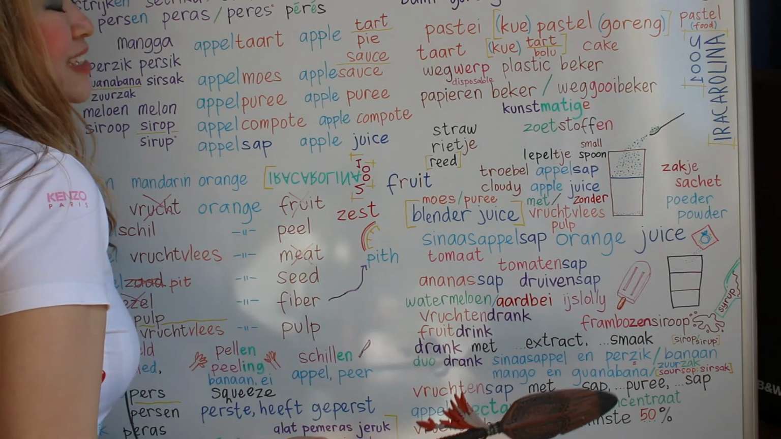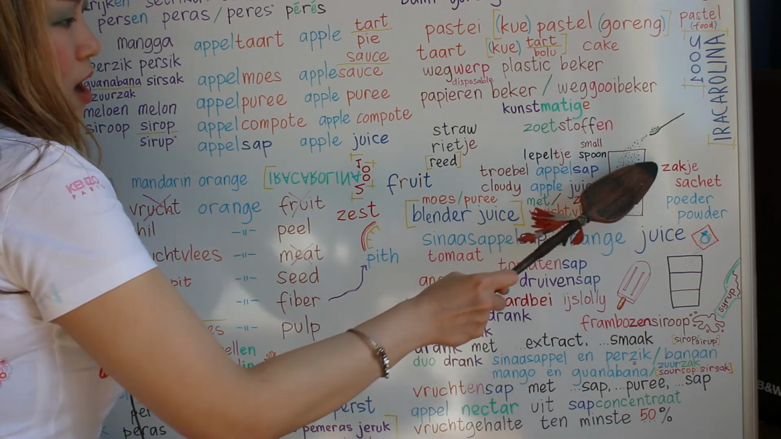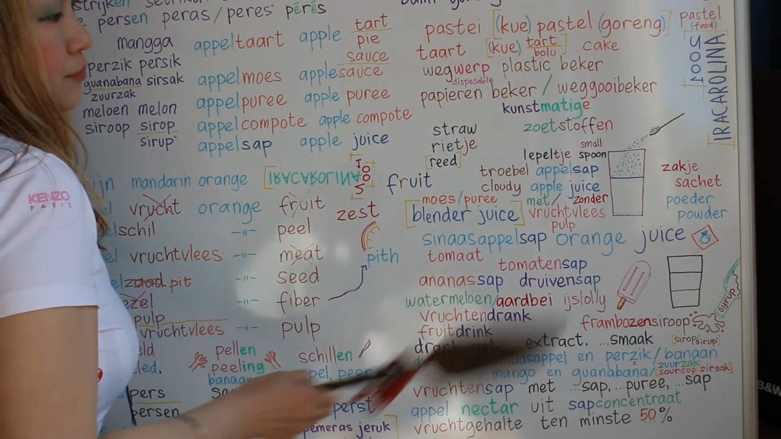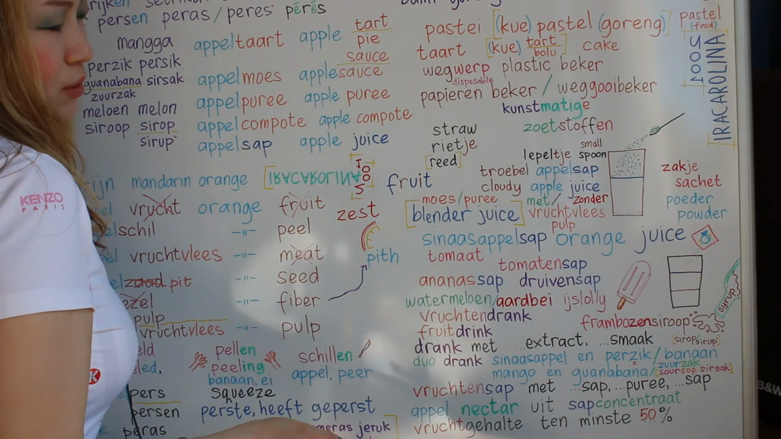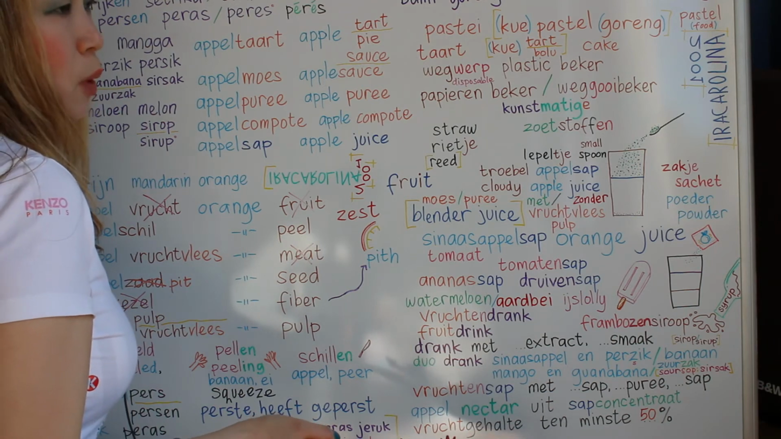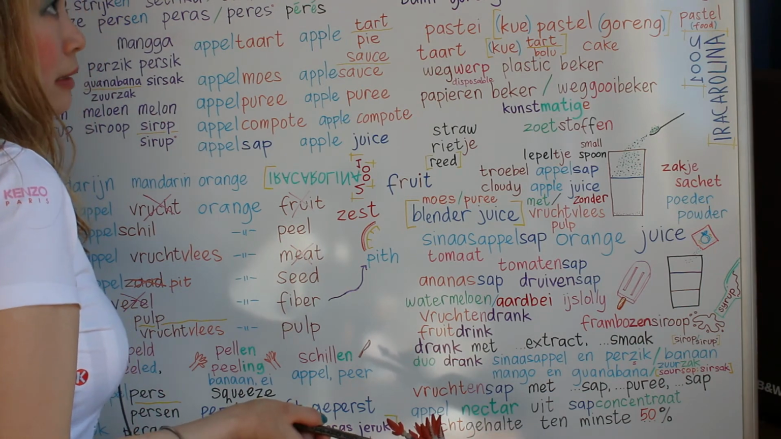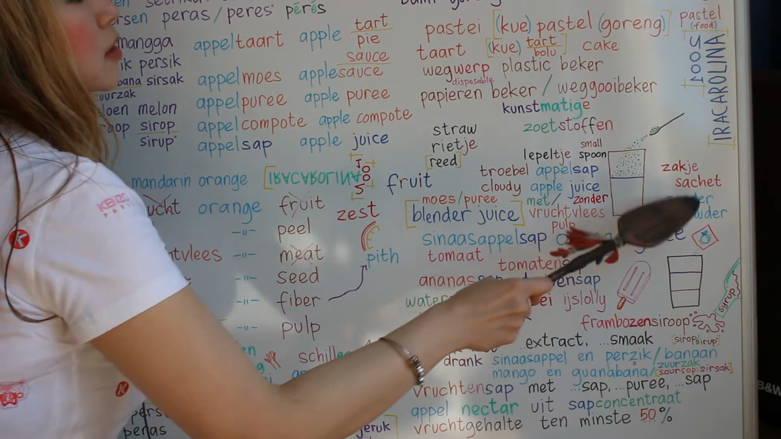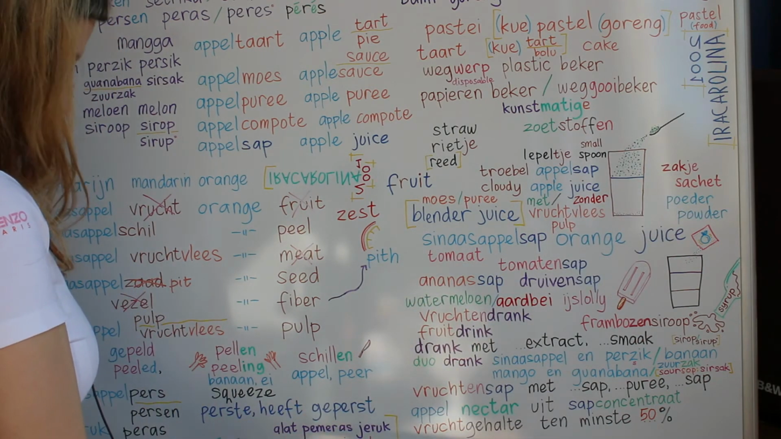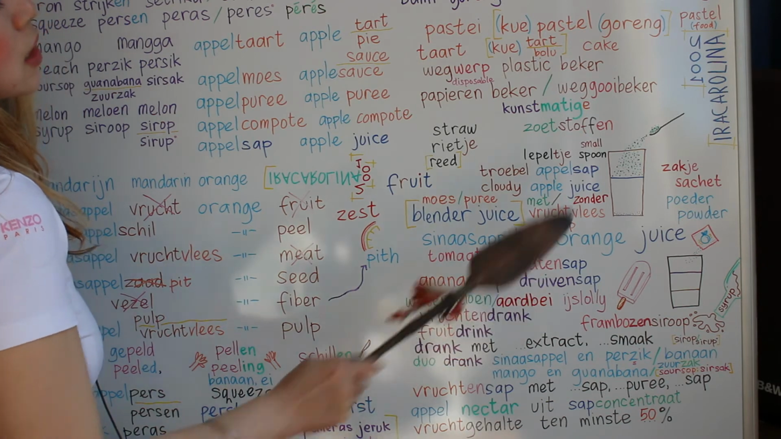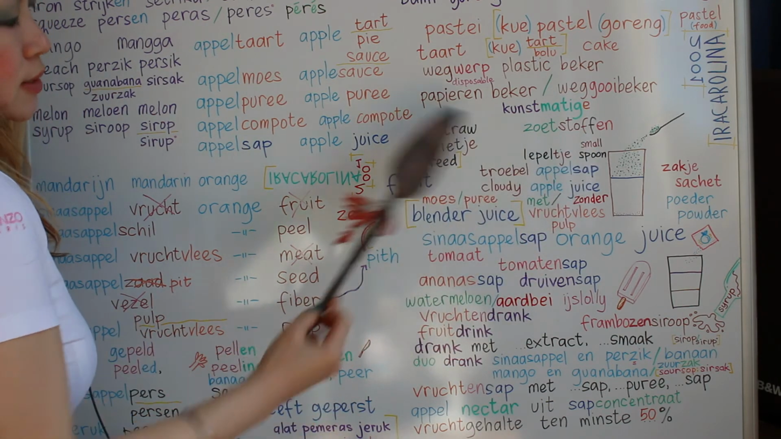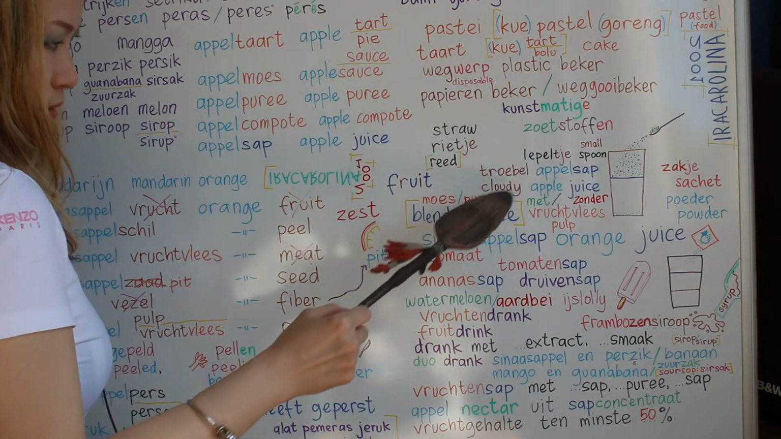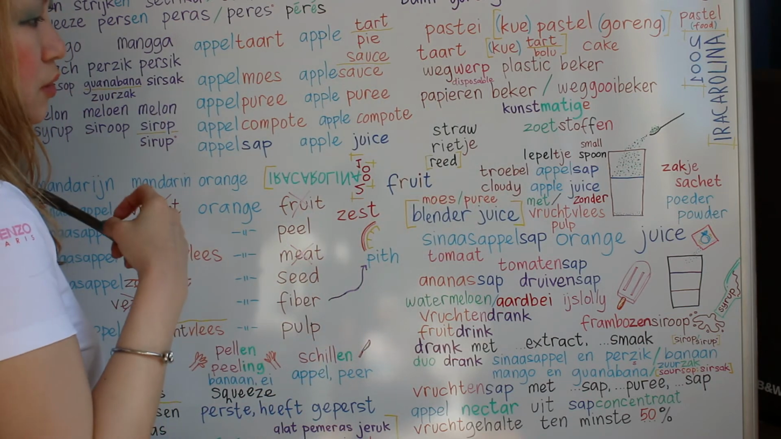Sachet, zakje. Zak can be sack or bag or pack, but you add the je, so it's a small one, small bag, small pack, small sack, zakje. And powder, poeder. Spoon is lepel, but sometimes we use a small one, so we add the tje, lepeltje, small spoon.